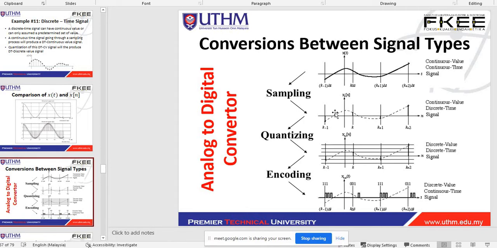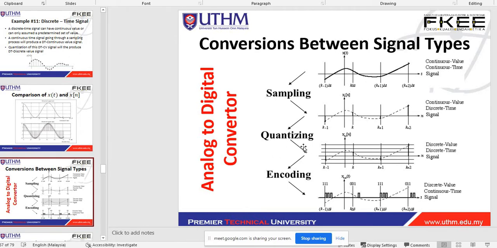Or I want to take every 2 samples. So 0, 2, 4, 6, 8, 10 like this. So I will take the value of that sample only. For example, I take 0, 2, 4, 6, right? So I take the y value at 0, at 2, at 4, at 6, and at 10. Like this is a sampling. Okay, so sampling is continuous value, discrete time.